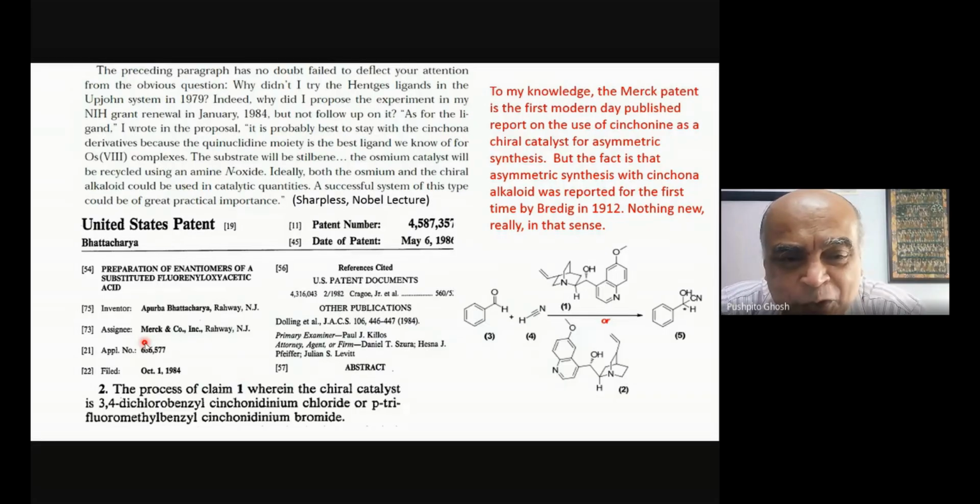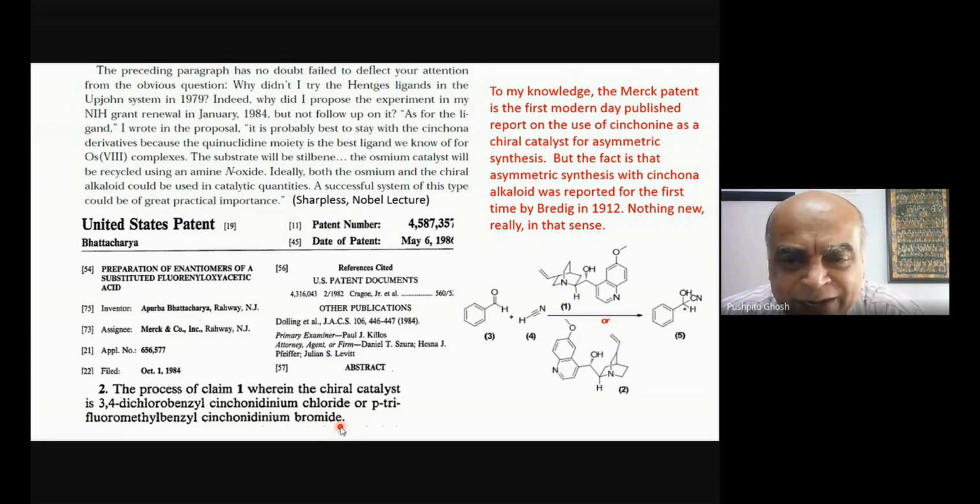I was looking at this patent from Merck. I was familiar with this work. So when I was preparing this lecture for asymmetric synthesis, I dug out this patent of Merck, and it's quite clear to me that Merck actually did their work earlier than what Sharpless had done. But it's not that they did what Sharpless did. They did something very different, but they applied the cinchona alkaloids.